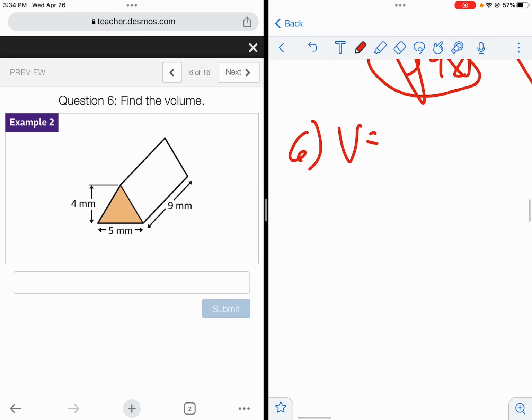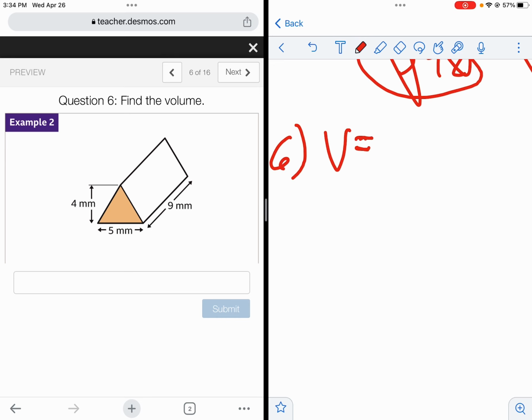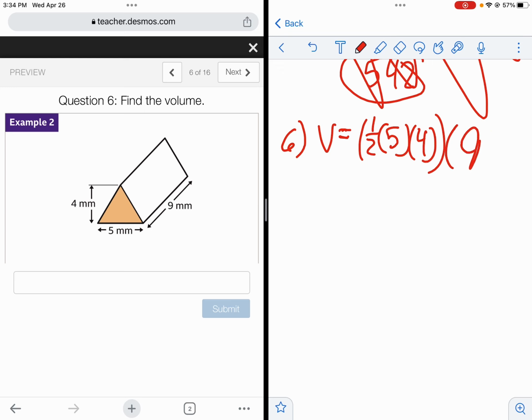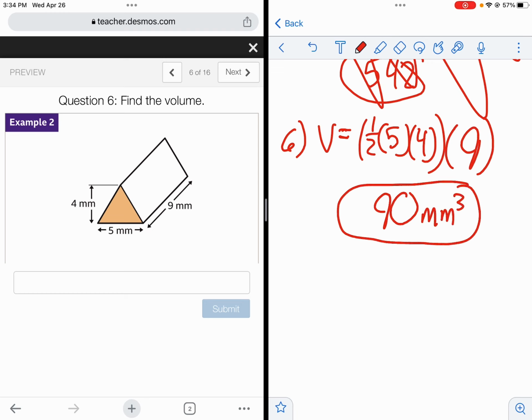Number 6. Same thing, volume, but I have a triangular prism, so the triangles are my bases. I need to do 1/2 times 5 times 4 in order to find the area of the base, multiply that by the height, which is 9. Area of the base multiplied by the height gives me my volume. So 1/2 times 5 times 4, multiply that by 9, gives me 90 millimeters cubed, right, for volume.